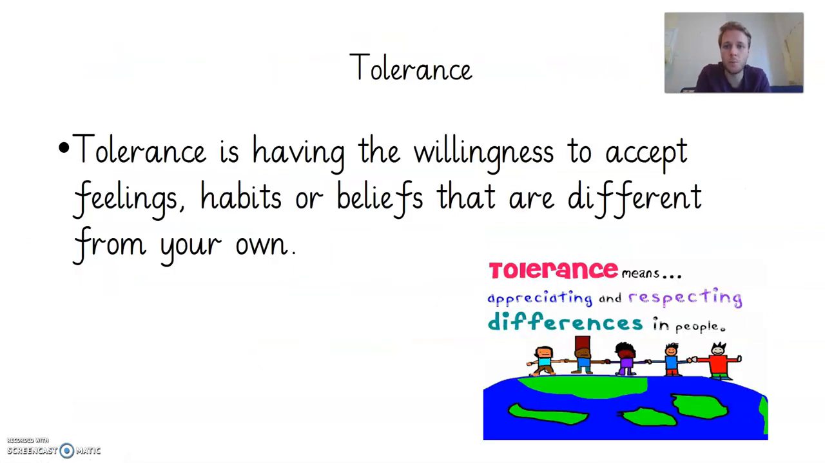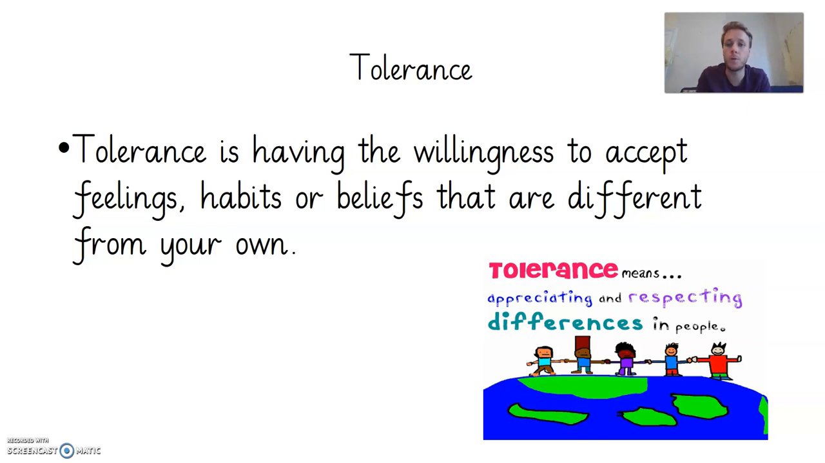So why am I showing you all this? Well, it's important to understand about the word tolerance because this competition is quite a big tournament and lots of people from lots of different countries are going to come together and celebrate this big event. So being tolerant is having the willingness to accept feelings, habits, or beliefs that are different from our own. So there's a little picture there that says tolerance means appreciating and respecting differences in people.